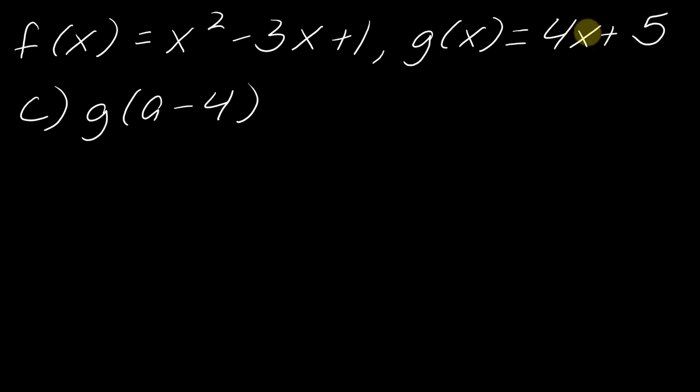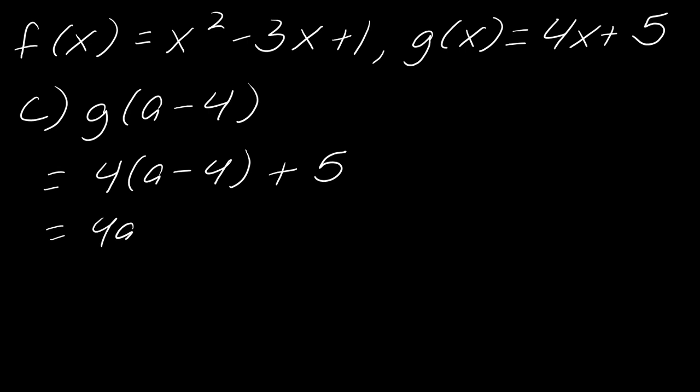Where I have this x, I'm going to replace it with a minus 4. So this is going to become 4, and where I had an x, I'm going to replace it with a minus 4 plus 5. Now, all you're being asked to do is evaluate. So it's not like we're trying to solve for a or anything. I just have to simplify this as much as possible, which the way that I would simplify this is I would go ahead and distribute that 4.